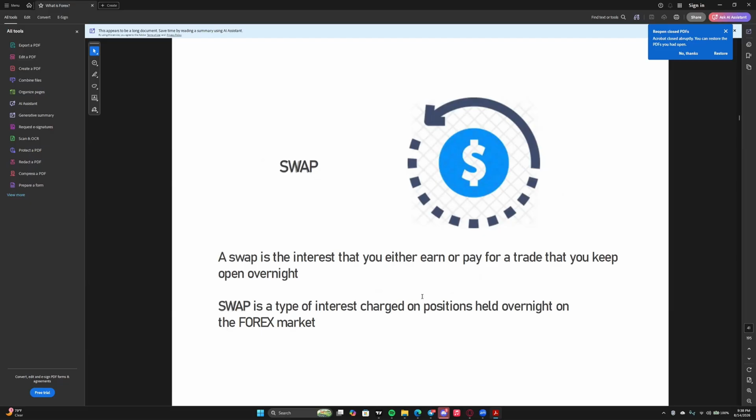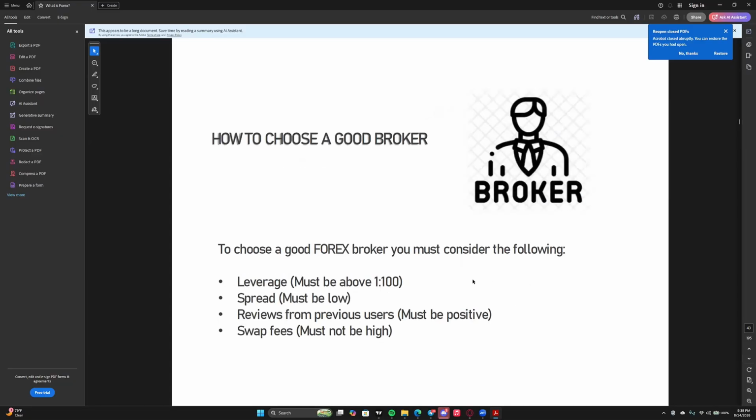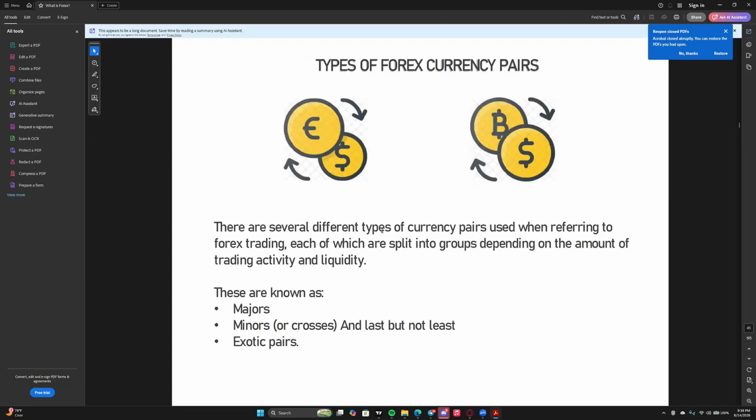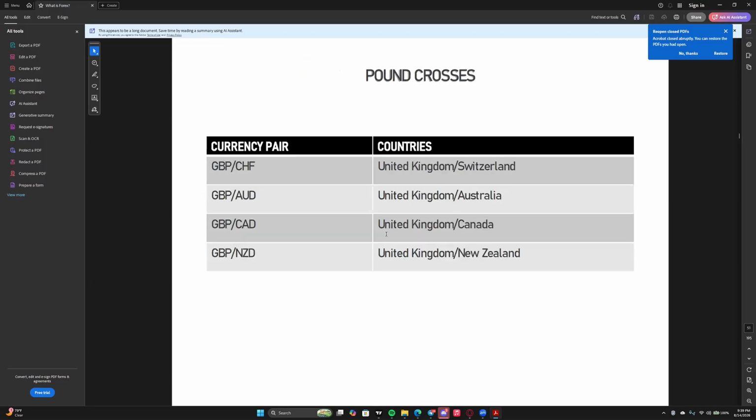Swap is an interest that you either earn or pay for holding your trade overnight. Remember I told you the reason we use Axis Market is that it doesn't charge you a swap fee. A broker is a financial service company that provides the platform for you to trade. I've explained all these things, currency pairs and the rest, so I'm not going back to them.